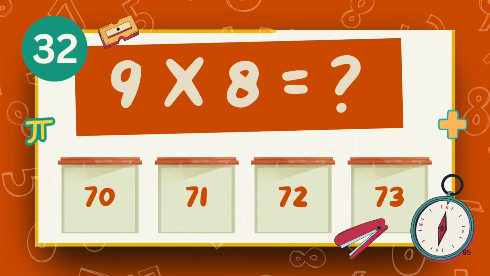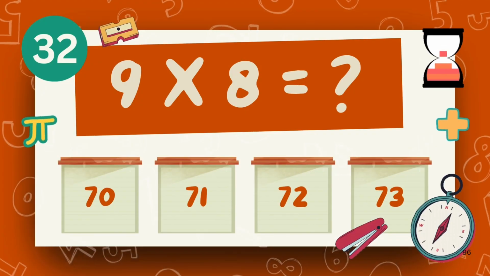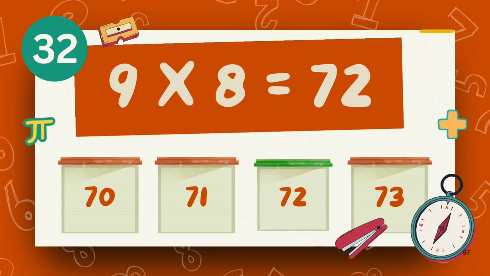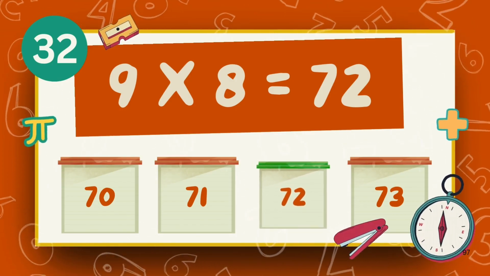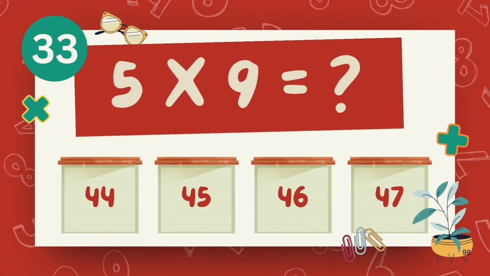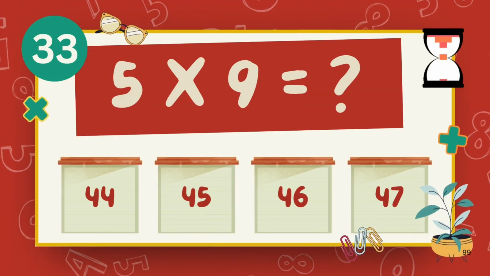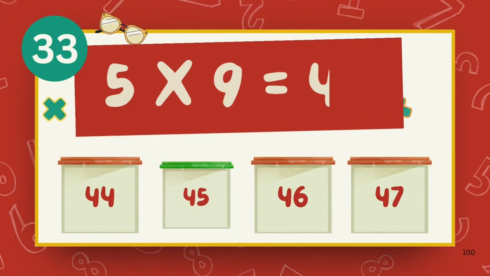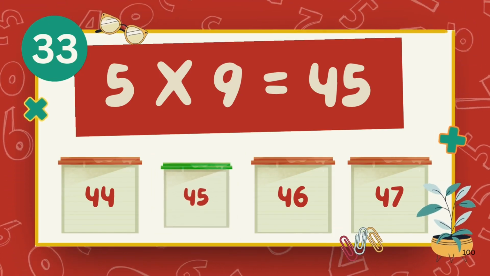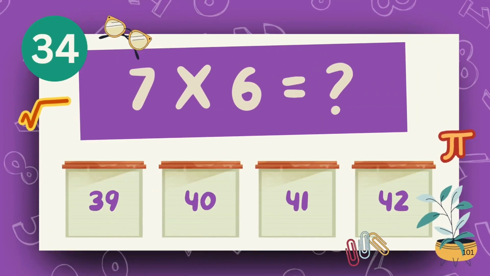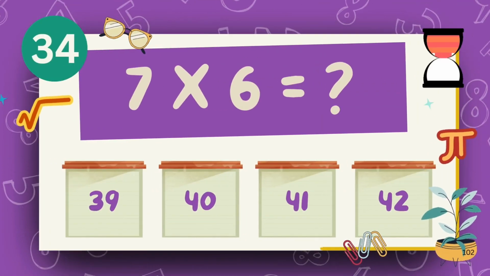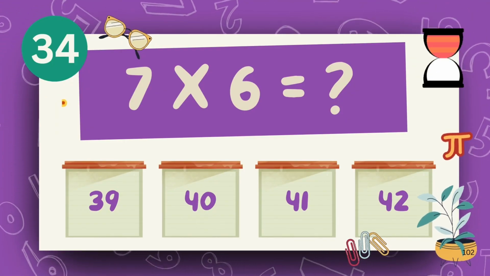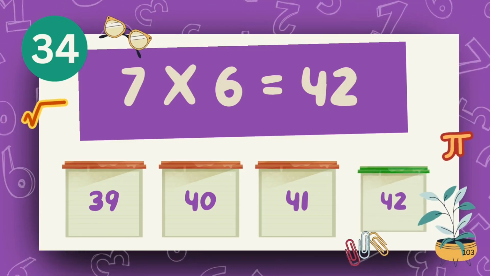What is 9 multiply 8? The answer is 72. What is 5 multiply 9? The answer is 45. What is 7 multiply 6? The answer is 42.